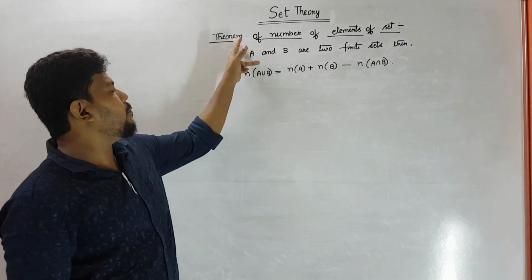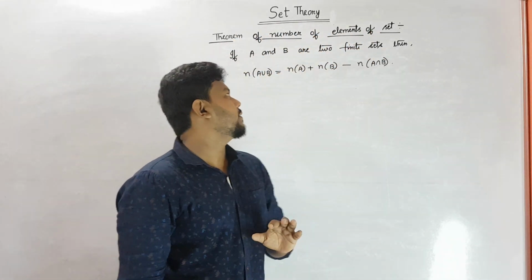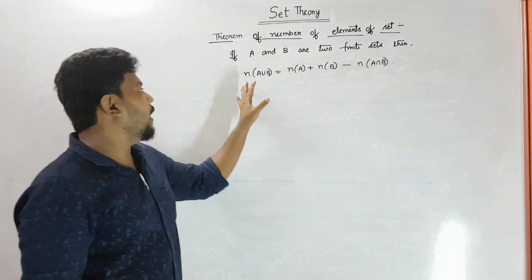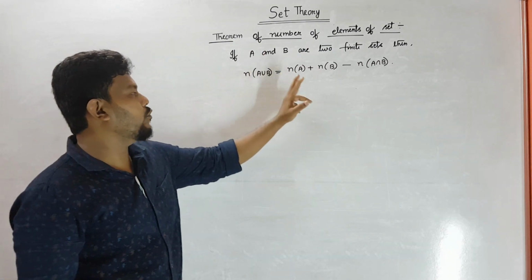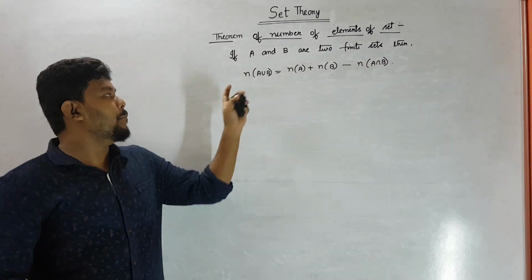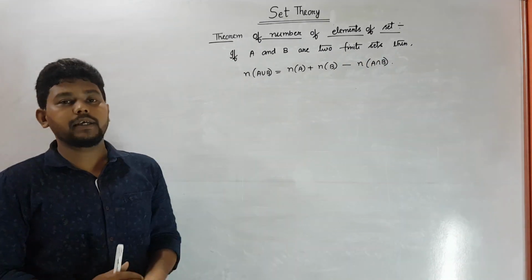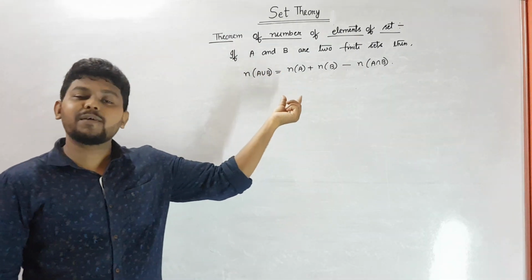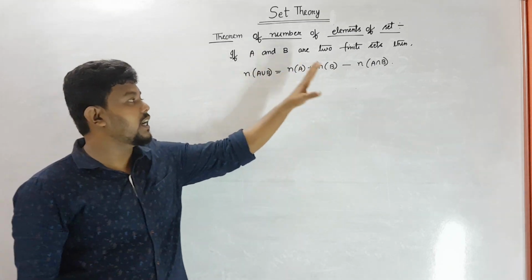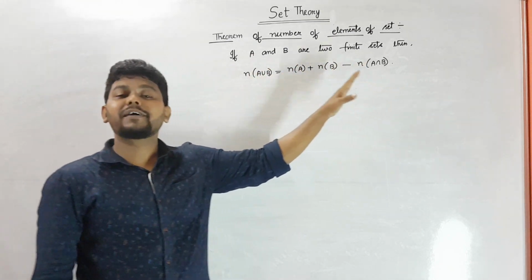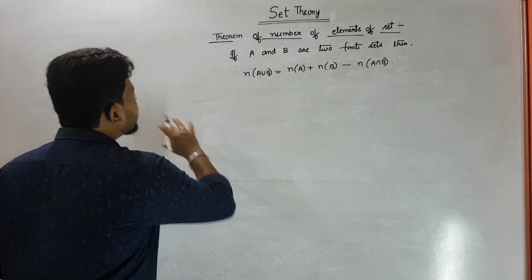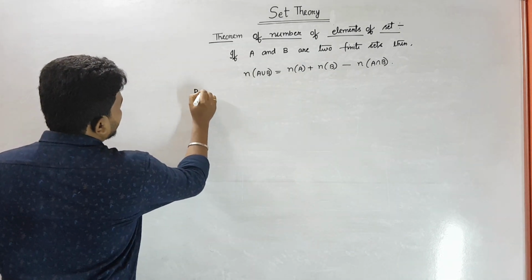Theorem of the number of elements of a set. If capital A and capital B are two finite sets, then n of A union B is equal to n of A plus n of B minus n of A intersection B. That is, the number of elements present in A union B is equal to n of A, the number of elements in set A, plus n of B, the number of elements in set B, minus the number of elements in A intersection B. So, how do we find its solution? By proof.